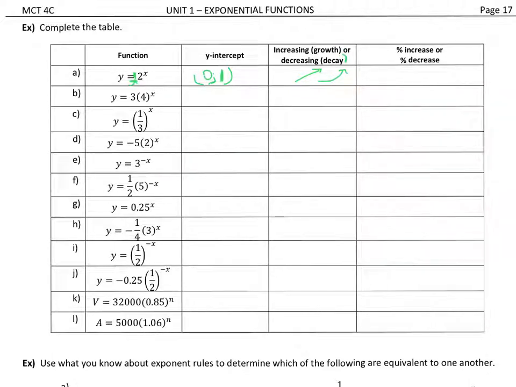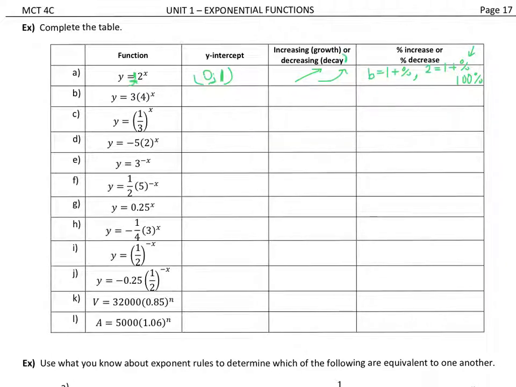Now, the percent increase or decrease, we know that the base is equal to 1 plus that percent that it's increasing or decreasing by. Since my base is 2, and you don't need to show this step for each one, but I'm just showing that in here. If my base was 2, I know that 1 plus the percent increase has to equal 2, so that means my percent increase is 1 or 100%. Okay, so you can make a little equation to solve if you need to come up with that actual percent growth or percent decrease.